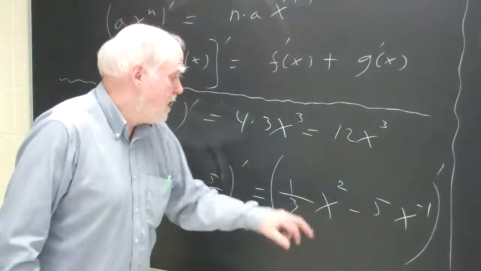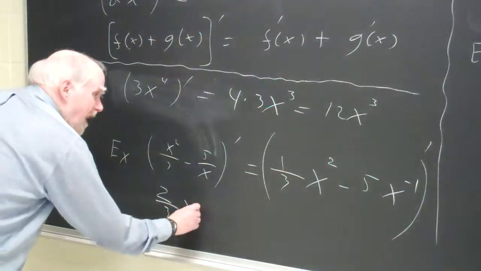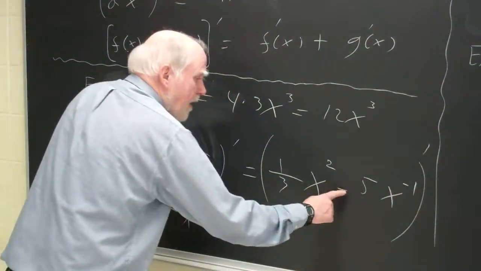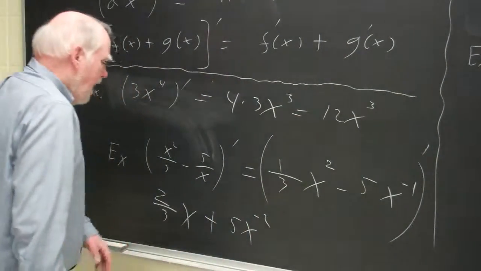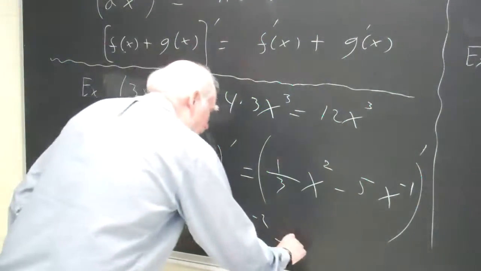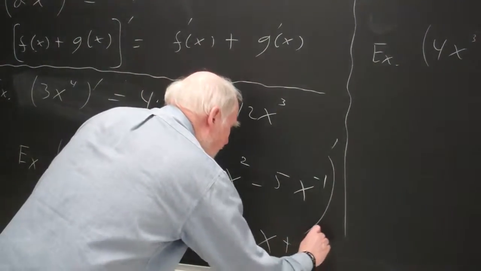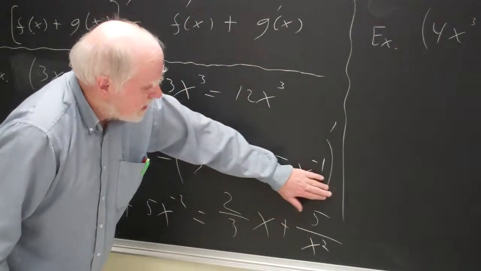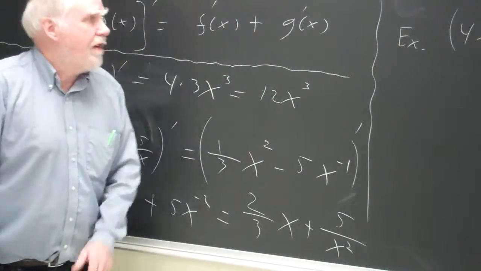I do this one and I do this one. I bring the 2 out front, 2/3 x, and subtract 1 from 2. And then minus, I bring the negative out front. That becomes plus, doesn't it? 5x to the negative 2. And I've taken the derivative, so I should have a prime on there. And I can write this as 2/3 x plus 5 over x squared, as a positive exponent. This is a perfectly good answer. This is a better one if you're going to evaluate.